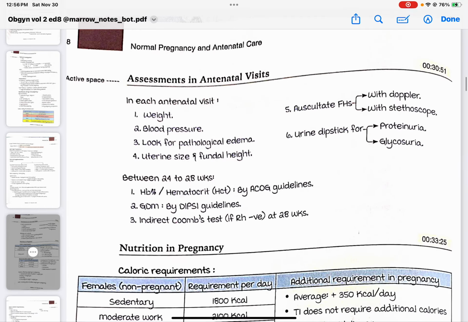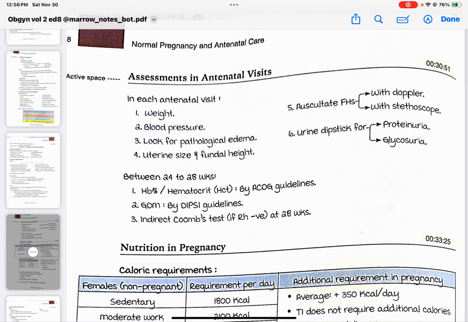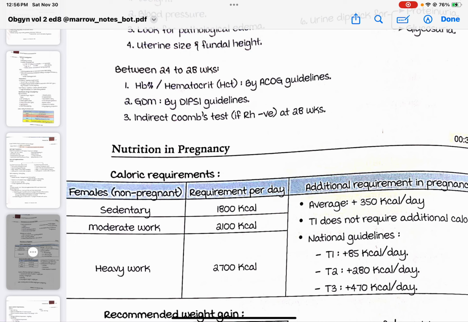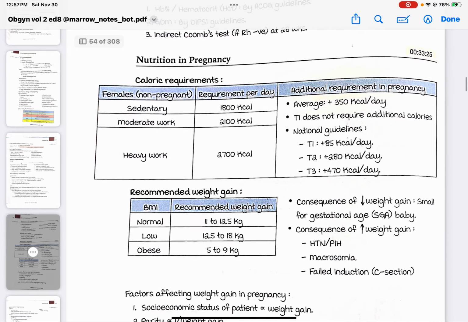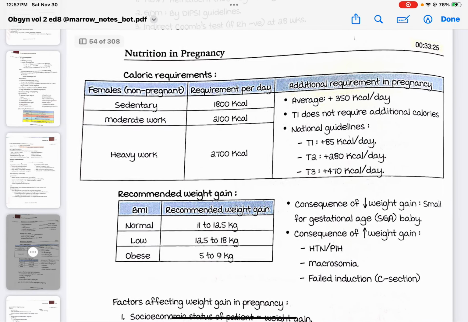Assessments in antenatal visits. In each antenatal visit: weight, blood pressure, look for pathological edema, uterine height and fundal height, auscultate fetal heart sound with Doppler or stethoscope, urine dipstick for proteinuria and glycosuria. Between 24 to 28 weeks: hemoglobin percentage and hematocrit by ACOG guidelines, GDM by DIPSI guidelines, indirect Coombs test if Rh negative at 28 weeks.